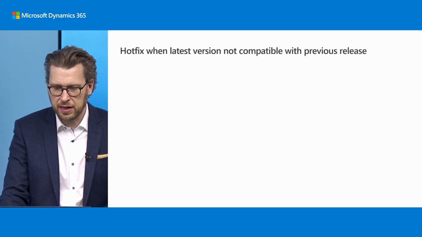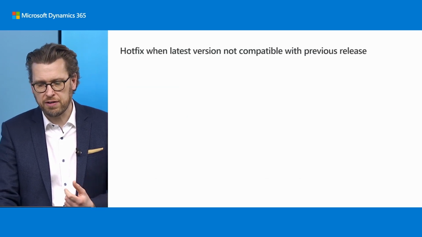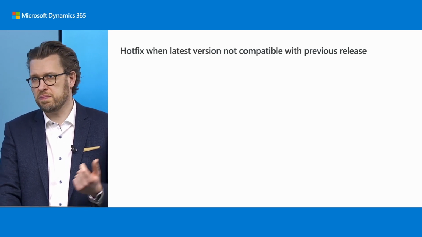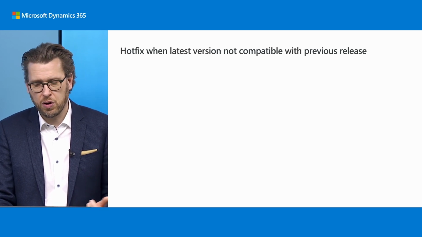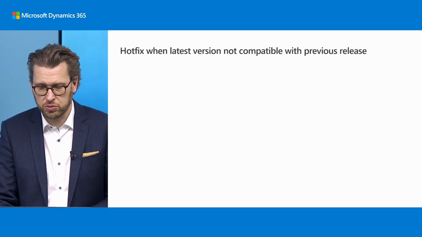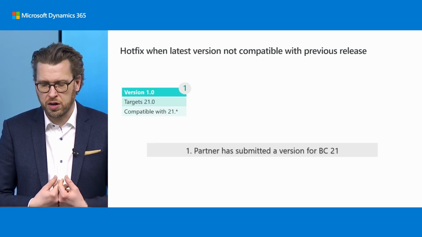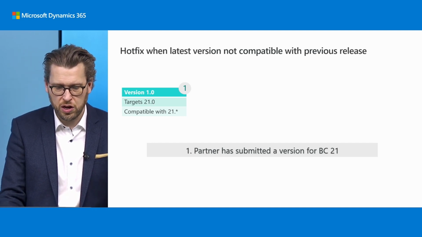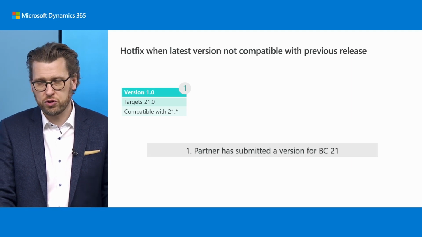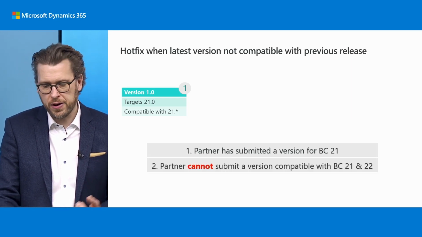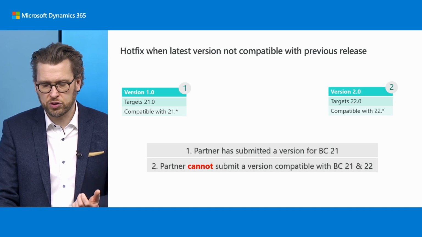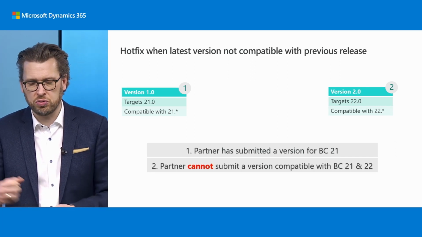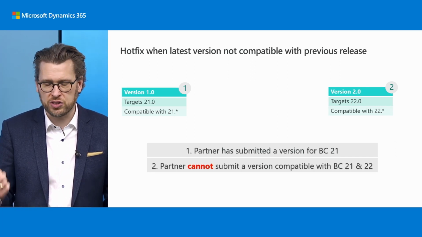Now, let's look at how it's been if a partner has chosen to uptake features in the upcoming version, right? Maybe there's some breaking changes from the base app, or maybe there's new functionality that you would like to uptake, so that the app is no longer compatible with the next version, right? So let's see how that flows. First, you submit again a version for Business Central 21, but you cannot now submit a version compatible with both the old version and the new version. So you submit an app which is only compatible with the new version, right? You uptake these new features.